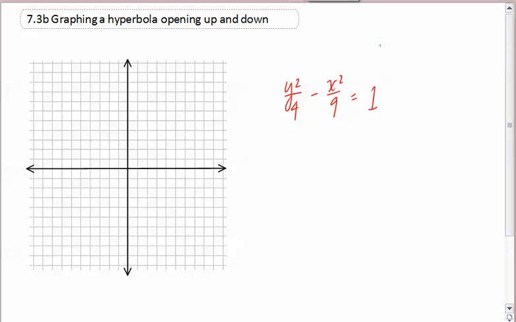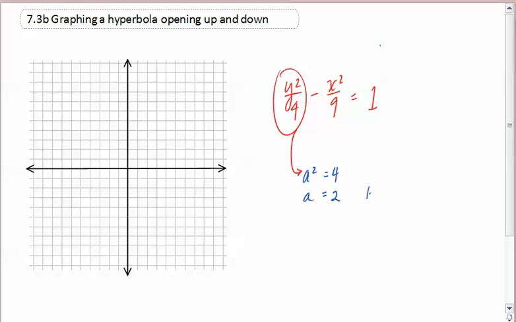Now we're going to take a look at graphing a hyperbola opening up and down. Let's just recap what we just said in the last video, 7.3a. Whichever term is the positive one, the denominator of that one is our a squared. So in this particular case, notice that a squared is not the large one, it's the positive one. So a squared is 4, and therefore a is 2.